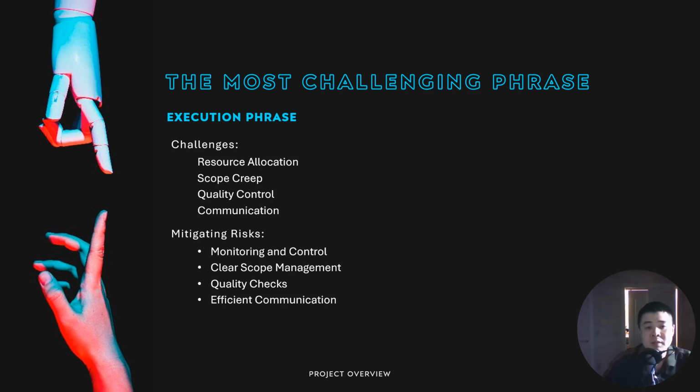Effective resource allocation requires careful planning, coordination, and a deep understanding of the project requirements. Scope creep is another challenge that can derail even the most well-planned project. It involves managing change and preventing the project scope from expanding beyond its original boundary. It is essential to have a robust change management process in place to address this effectively.